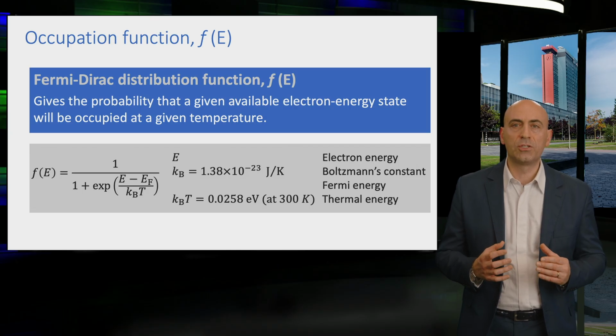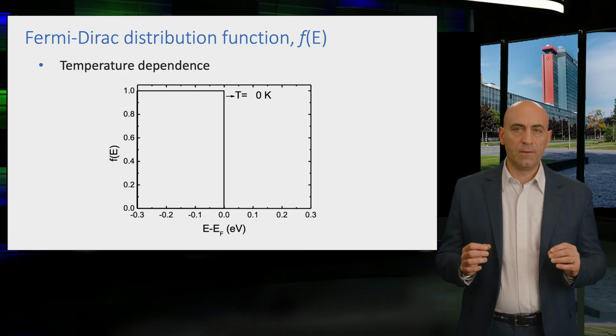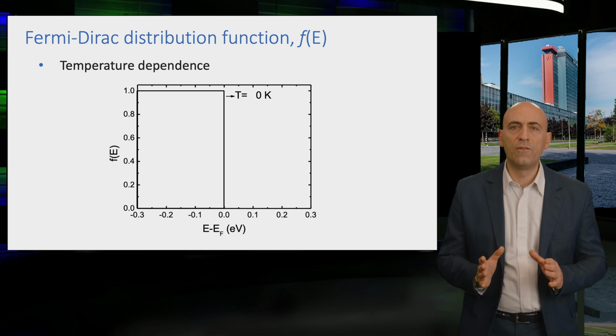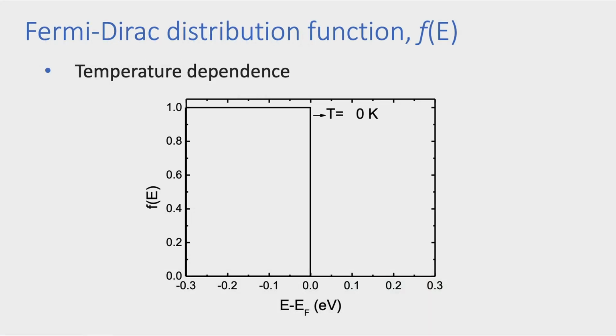I will explain the definition of the Fermi level in a couple of slides, but let's first look at how this distribution function depends on temperature. At 0 Kelvin, the Fermi-Dirac distribution function is a step function. It means that only the energy levels below the Fermi level are occupied. Energy states of the conduction band which are above the Fermi level are empty. So no electrons occupy those states.